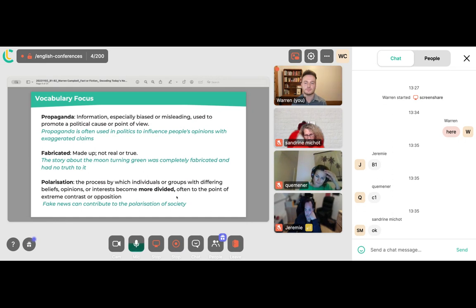Fabricated. Made up. A little phrasal verb there. Made up, not real or true. The story about the moon turning green was completely fabricated and had no truth to it.